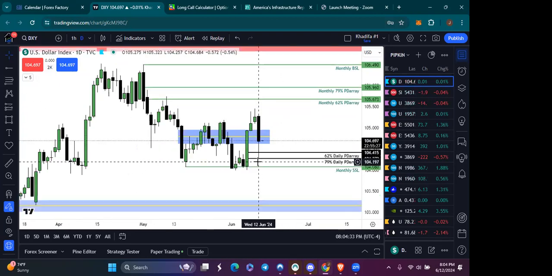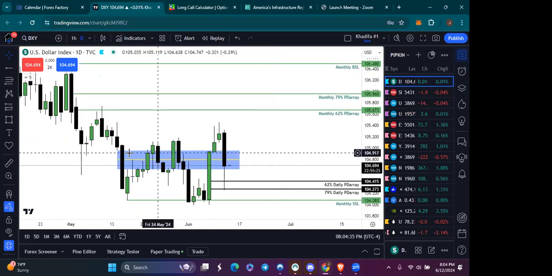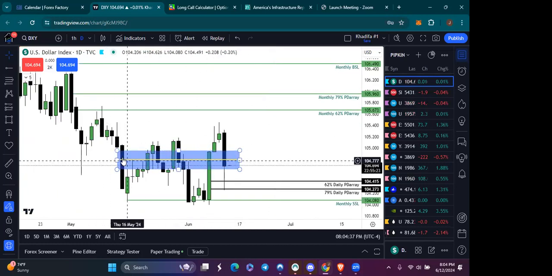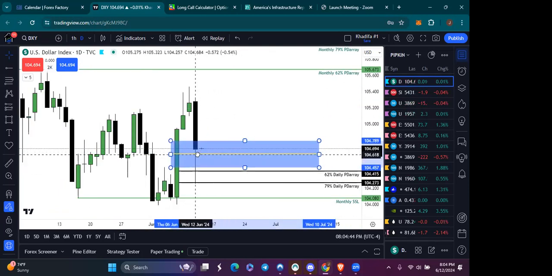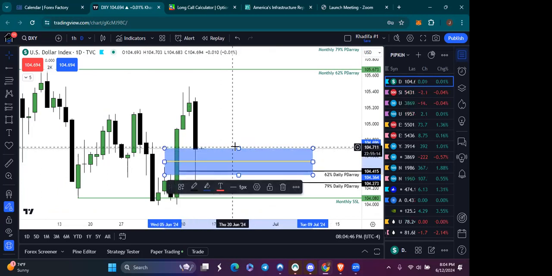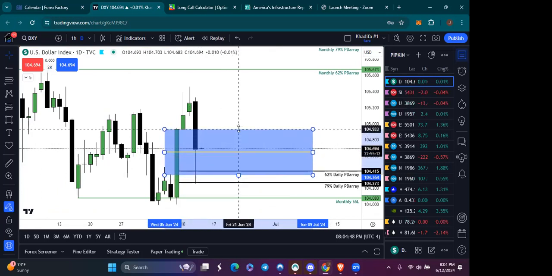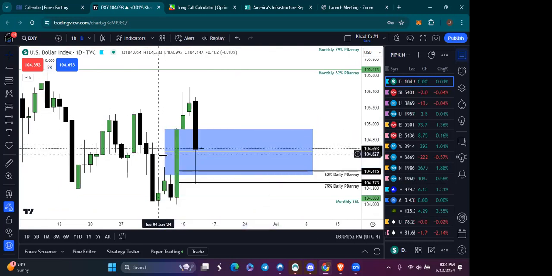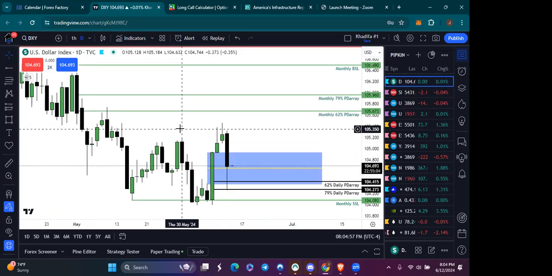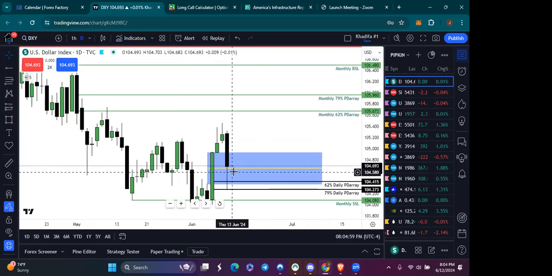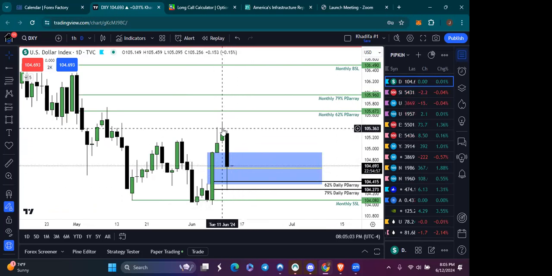I wanted to see us break in one direction, above or below this fair value gap. I can actually move that now. I don't need that anymore. And let's see how price respects this daily fair value gap that we're currently sitting inside of.